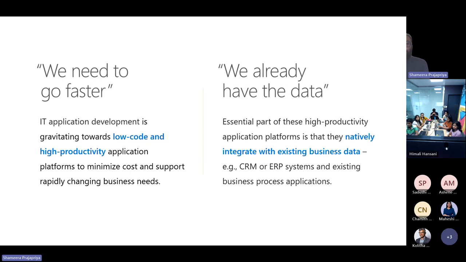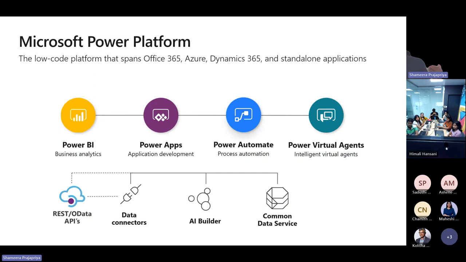Okay. So then Microsoft Power Platform. Okay, so these are key things, the high level picture of Power Platform. Power BI for business analytics, Power Apps for application development, Power Automate for process automation. Power Automate comes with cloud workflows and desktop automation, two parts, and Power Virtual Agents, intelligent virtual agents. You can build bots and everything.